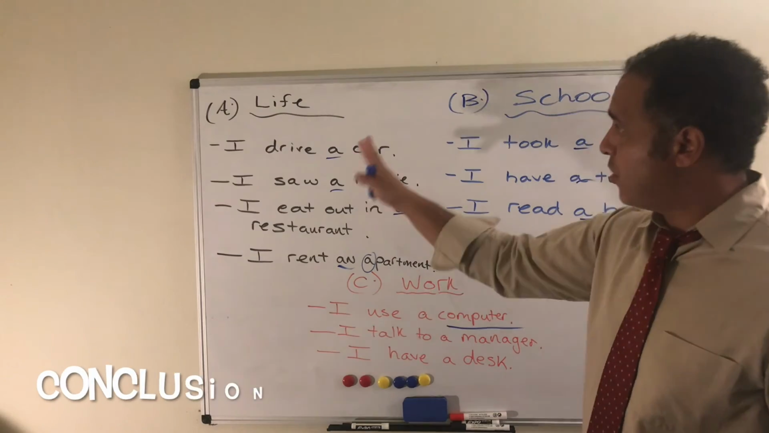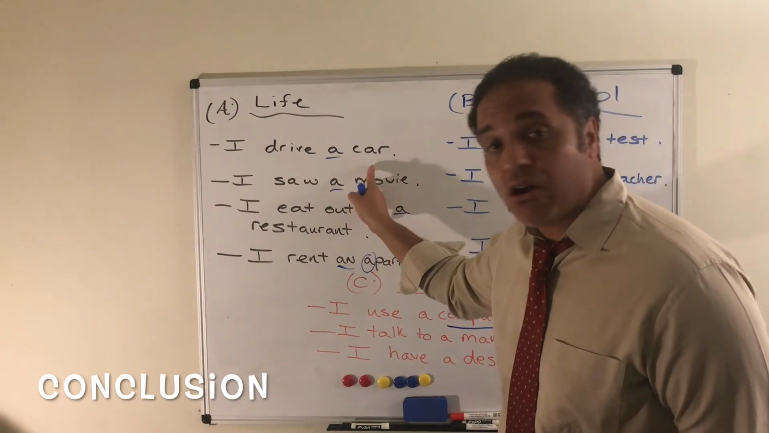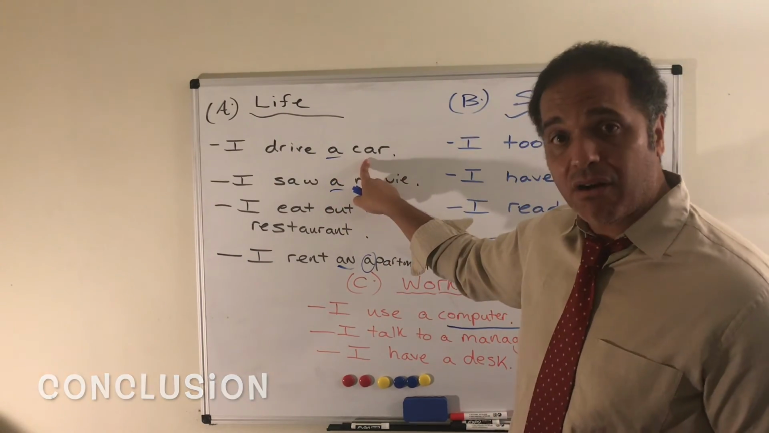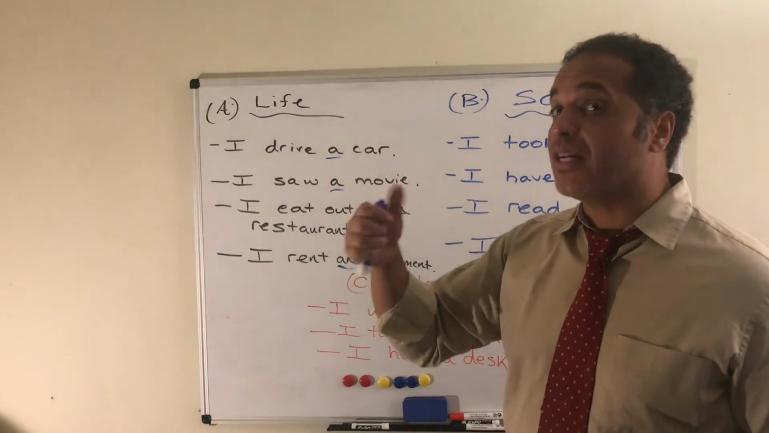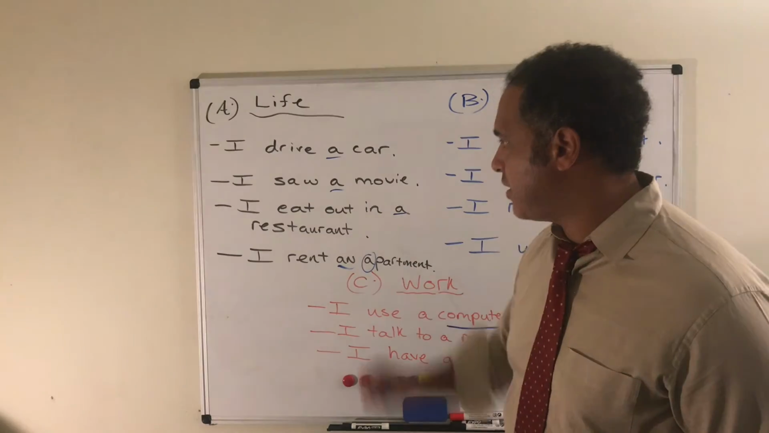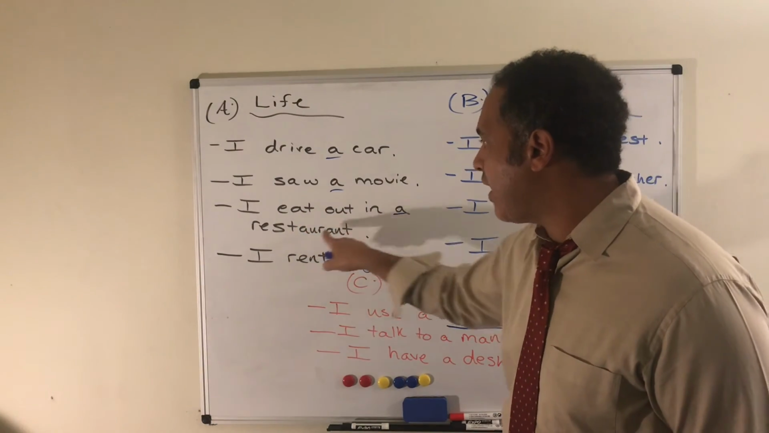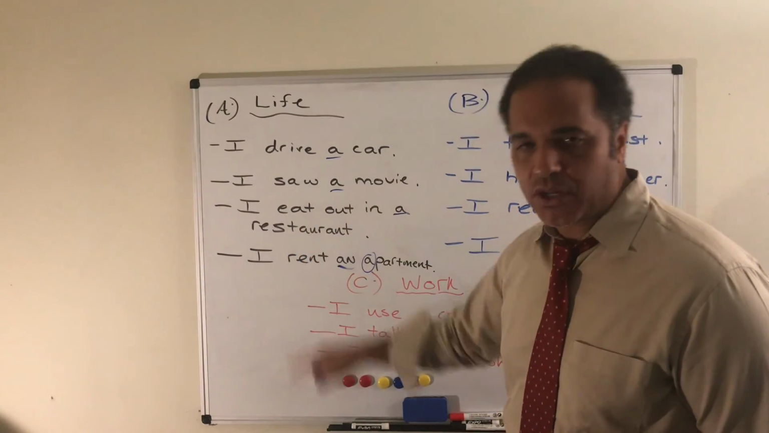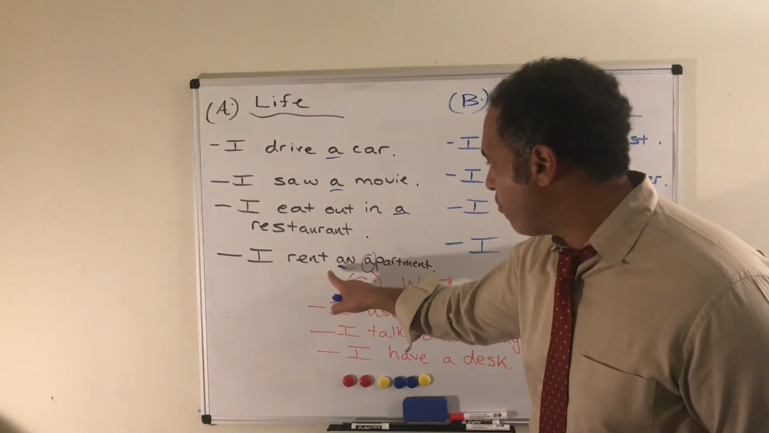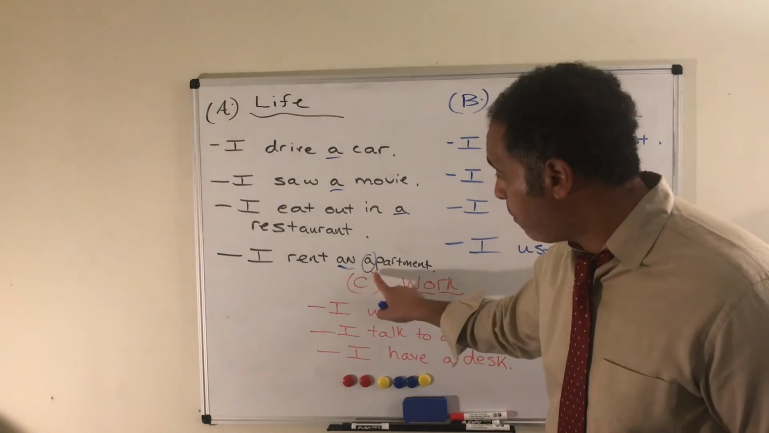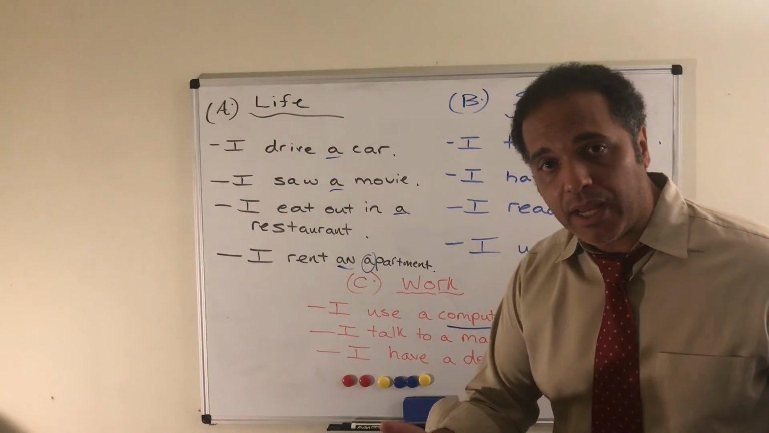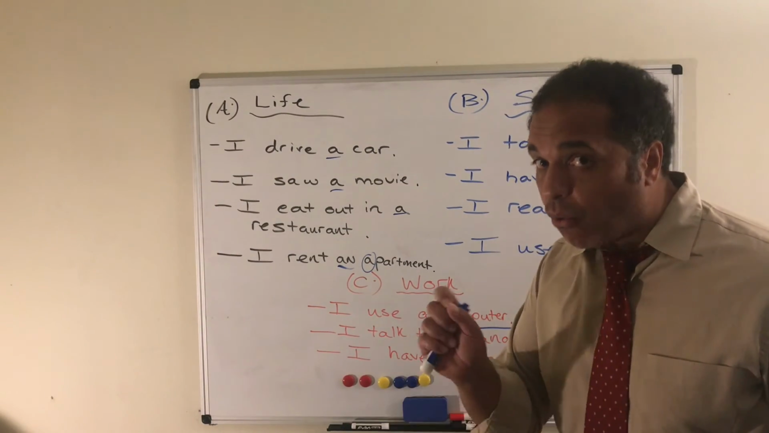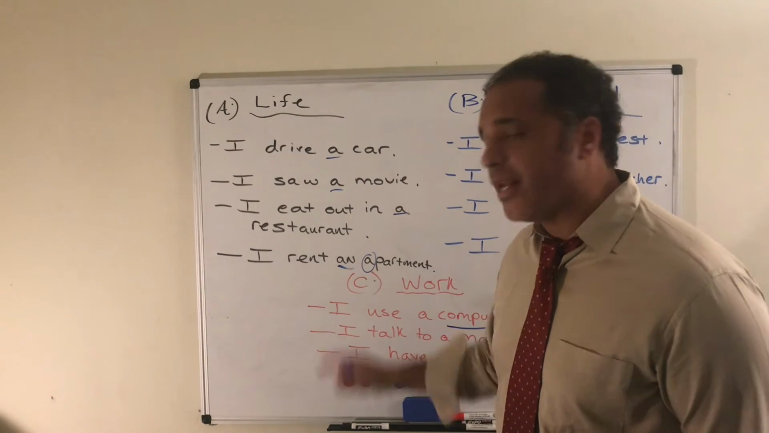All right. So, life. I drive a car. I need to say a because car is one. I saw a movie. Let's say I said I saw a movie last night. Gotta say a. I eat out in a restaurant. Again, it's countable. I rent an apartment. Remember, if the letter is a vowel, A, E, I, O, U, I need to say an.